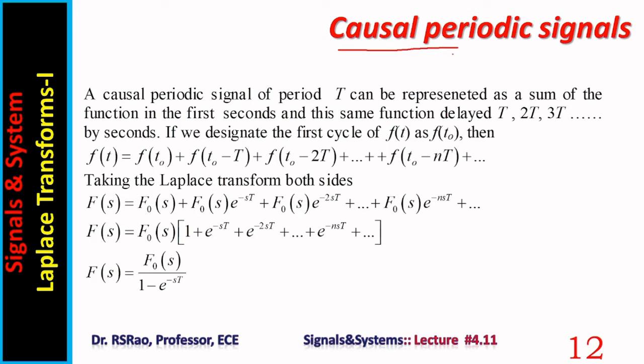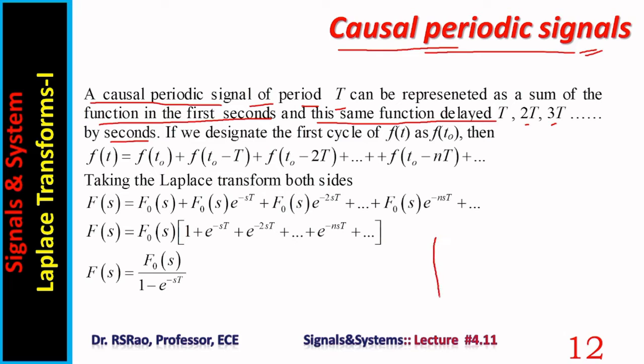After having some idea regarding the nature of causal periodic signals, now here is being explained a method by which one can determine their Laplace transform. A causal periodic signal of period T can be represented as a sum of the function in the first T seconds and this same function delayed by T, 2T, 3T seconds. If we designate the first cycle of f of t as f of t naught, then okay.